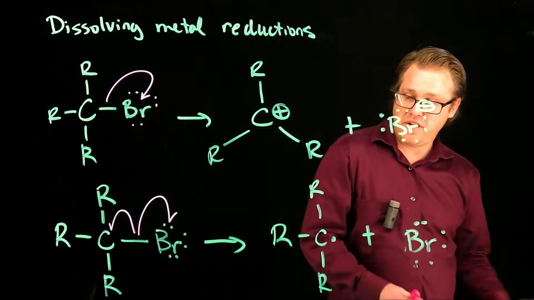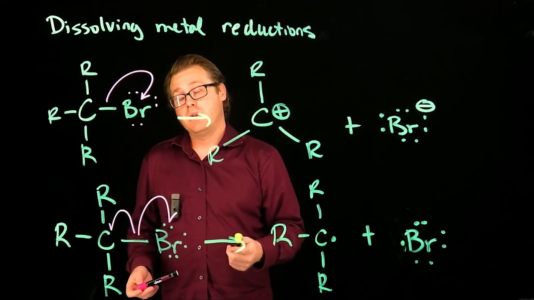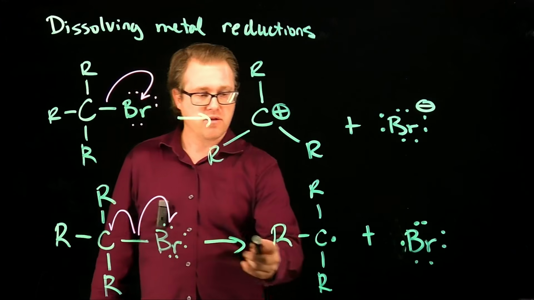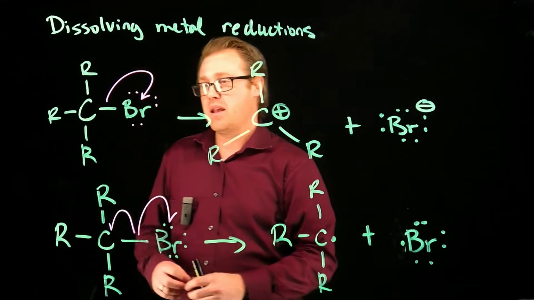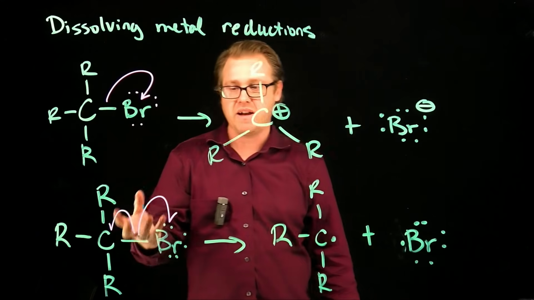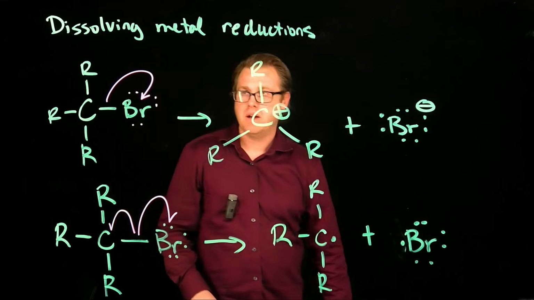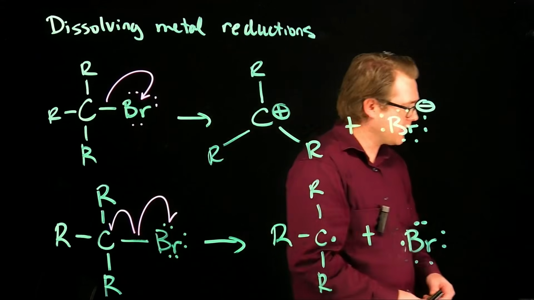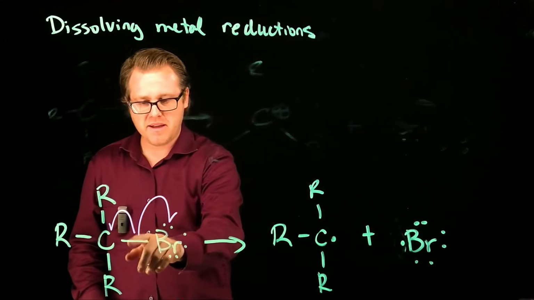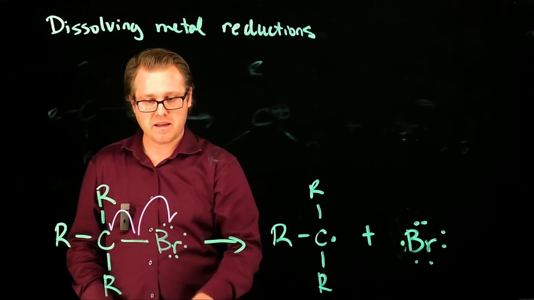And so it's this fishhook arrow that you need to get used to in order to understand radical mechanisms. And radical mechanisms are when you form radicals. And so this dissolving metal reduction reaction proceeds via a radical mechanism. So we have to use these fishhook arrows. So now let's look at the reaction that we're going to talk about. Oh, I just realized I didn't tell you the name of this cleavage. This would be called a homolytic cleavage. The one above was heterolytic. This is homolytic.